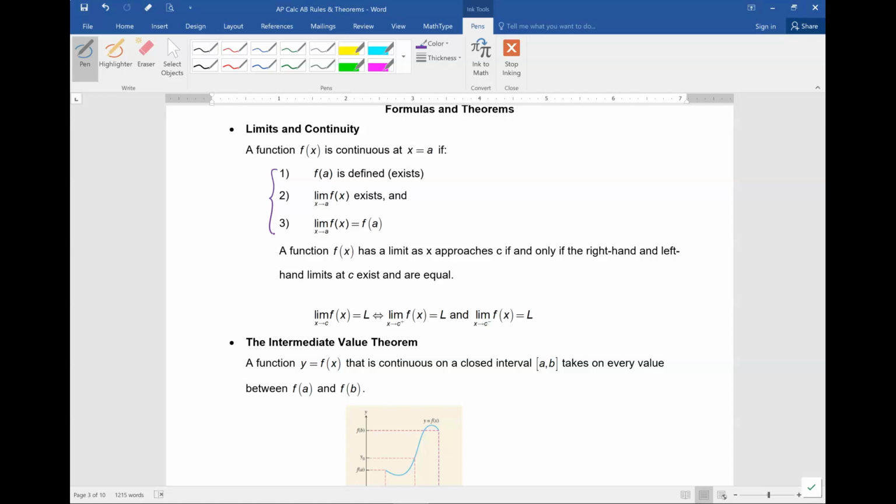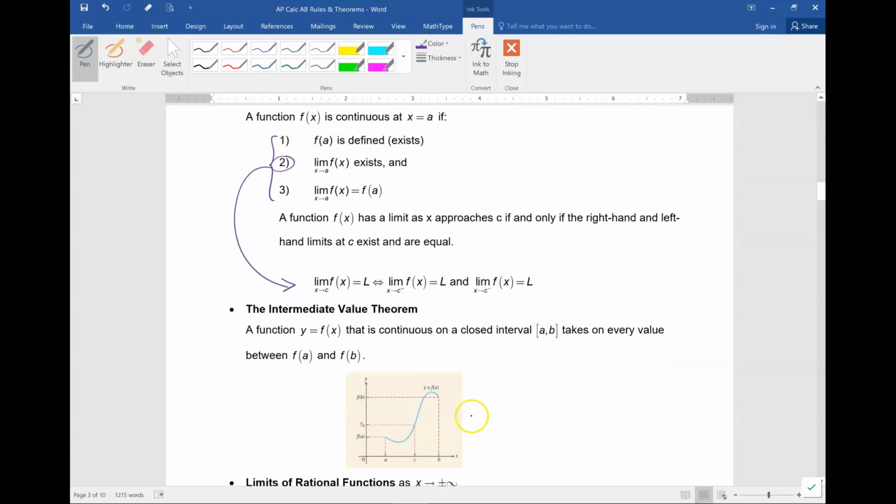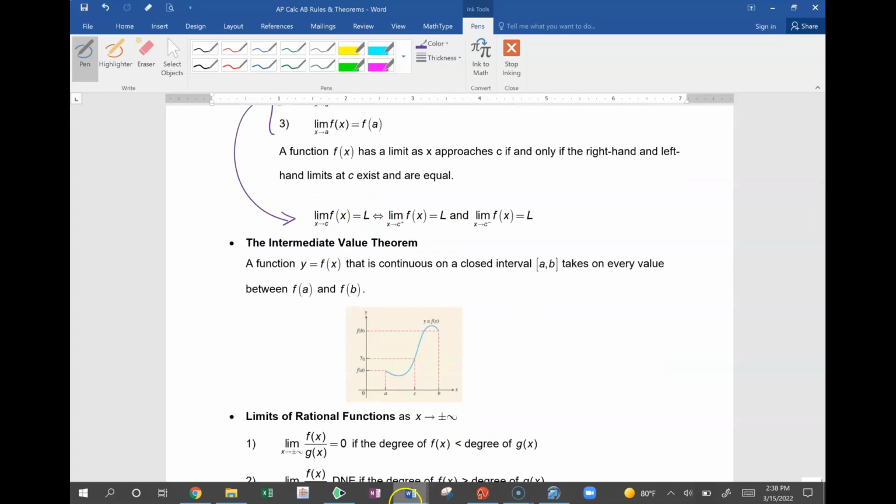Now, for number 2 here, how do you show that the limit exists? Well, you have to look at the limit from the left and the right. So you say, okay, the limit as x approaches c from the minus side is the same as the limit as x approaches c from the positive side. Therefore, the limit exists. That's number 2. And then you say, is f of a defined? Is it equal to each other? And so on. Okay.